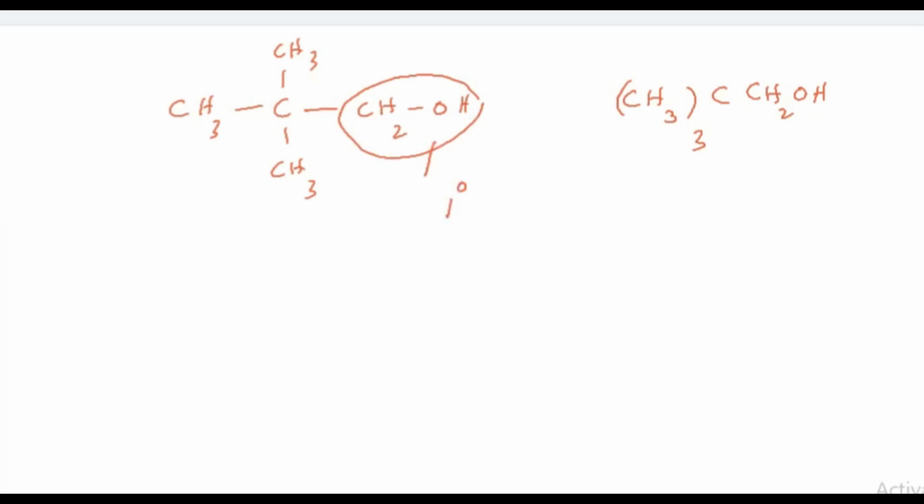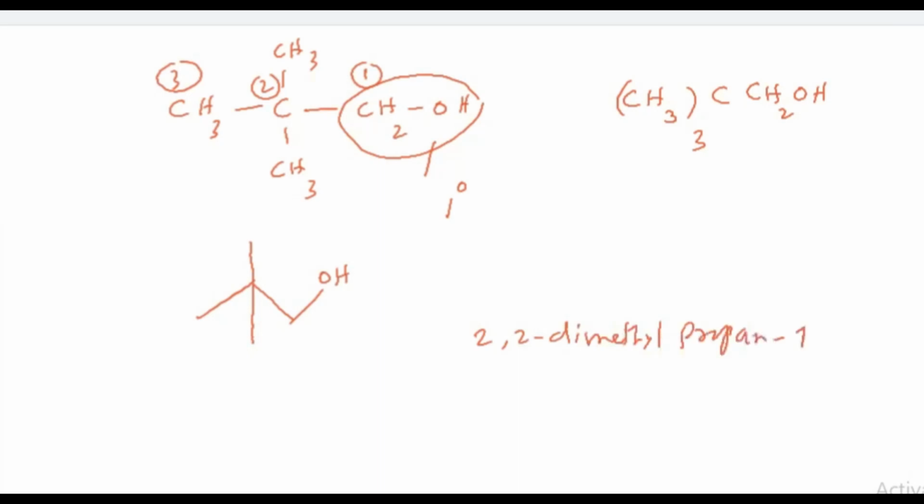And if you want to draw the skeletal formula, there are three carbon atoms, like 1, 2, 3. And here you have the OH, and here you have two branches. So we can start numbering from this side, 1, 2, 3. And this organic compound is 2,2-dimethylpropan-1-ol.